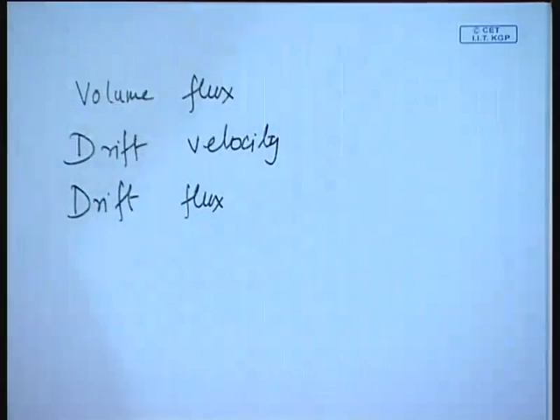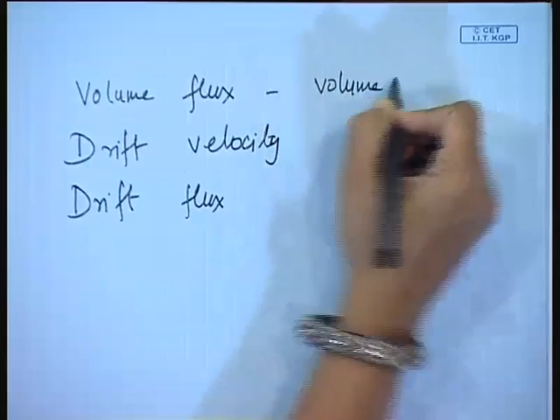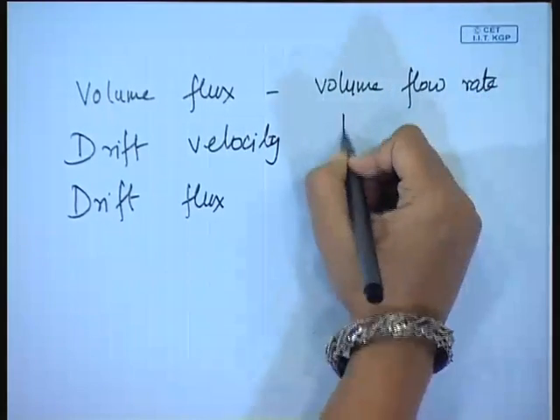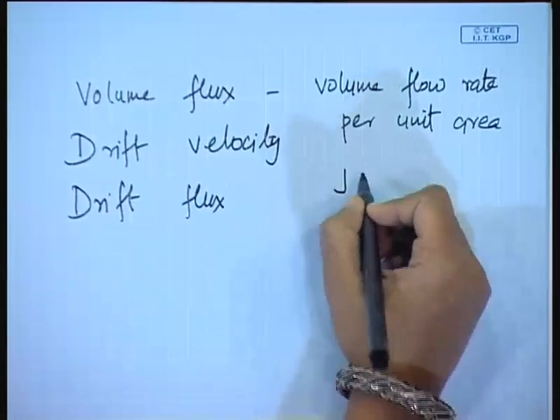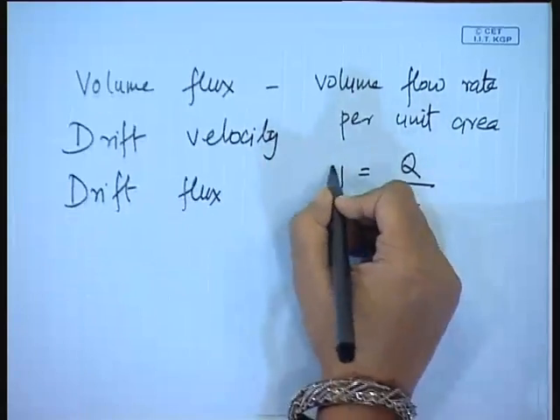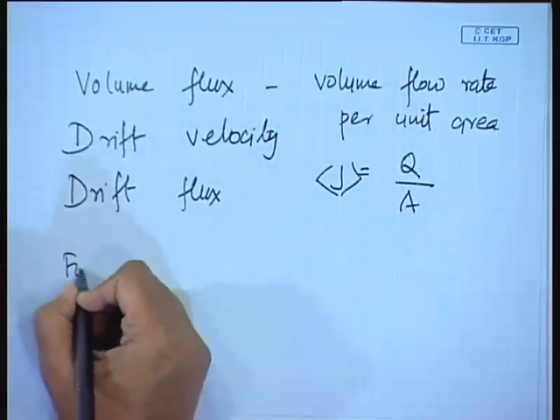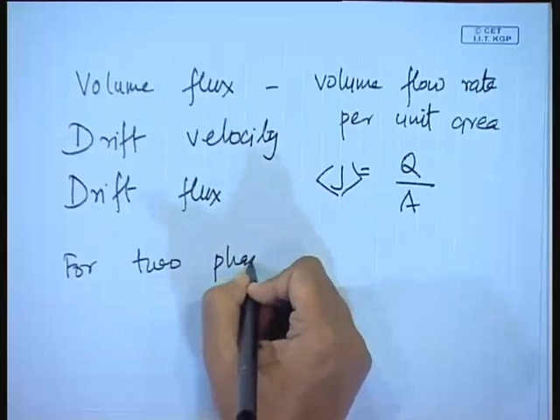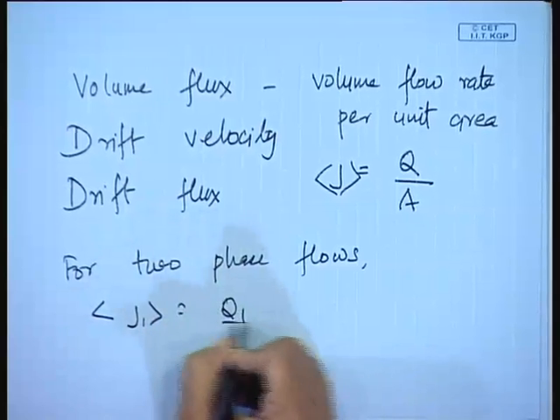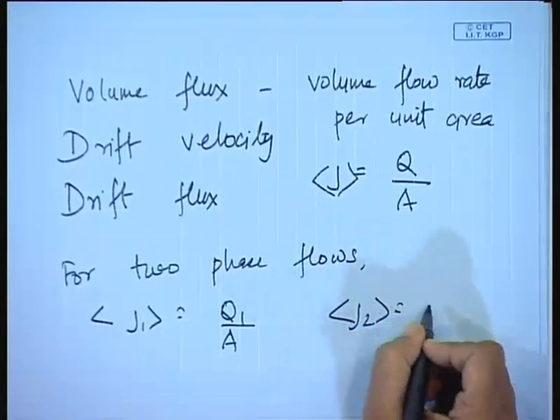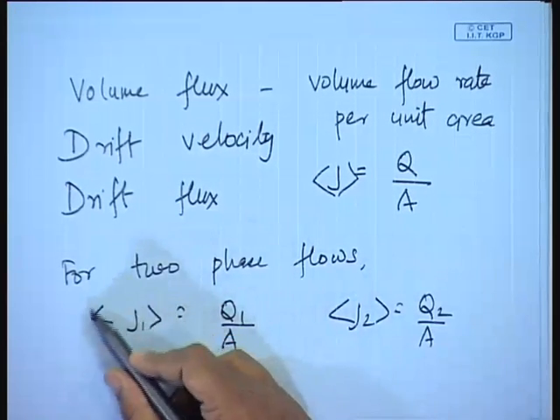Now, as far as the volume flux is concerned, as we have already defined, it is simply the volume flow rate per unit area. This is J equals Q by A. Usually it is the average J that we find, and for two phase flow situations, naturally we have to give certain subscripts. So, it is J1 which is equal to Q1 by A, J2 equals Q2 by A. Now, all these things denote the average volumetric flux.